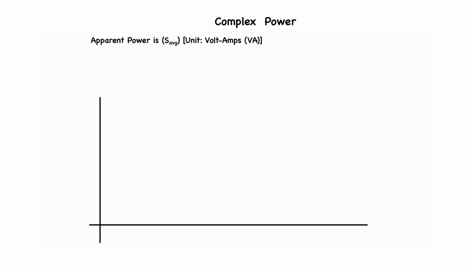We can then represent the apparent power with a phasor whose length is that of the magnitude of the voltage times the magnitude of the current, and place that phasor at an angle of the voltage phasor minus the angle of the current phasor, and it will look like this.